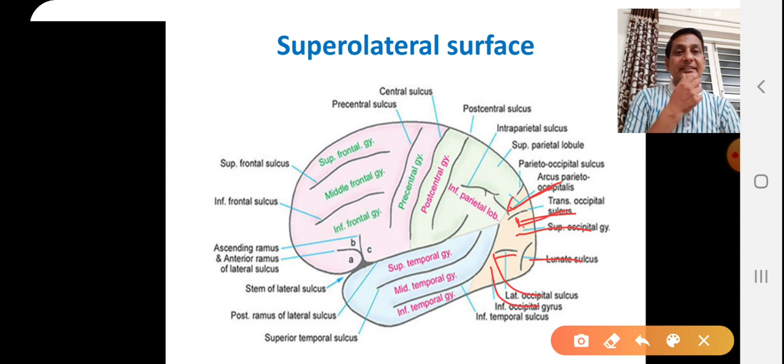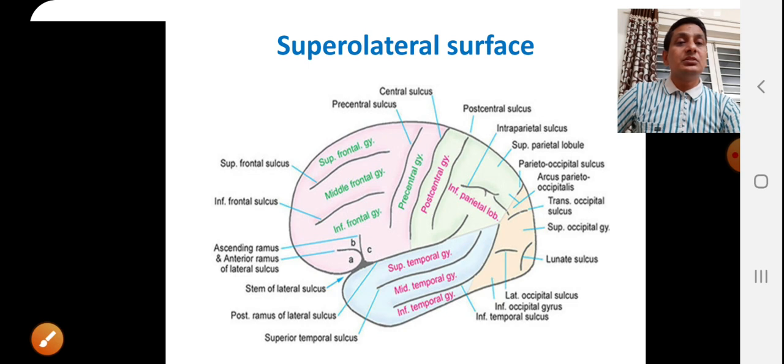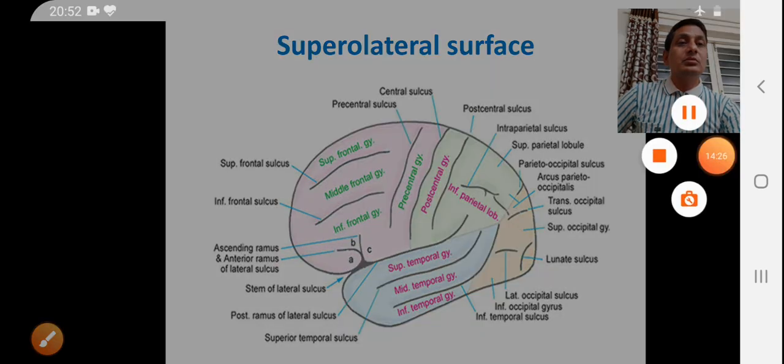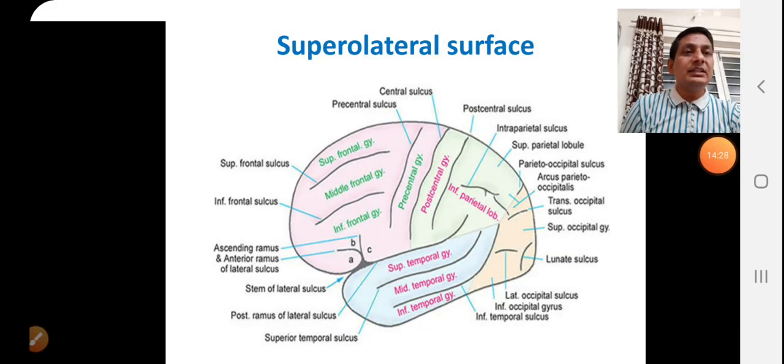Now these are the sulci and gyri shown on the superolateral surface of the cerebral hemisphere. Other surfaces, the medial surface and inferior surface, we will study in the next lecture. Okay.